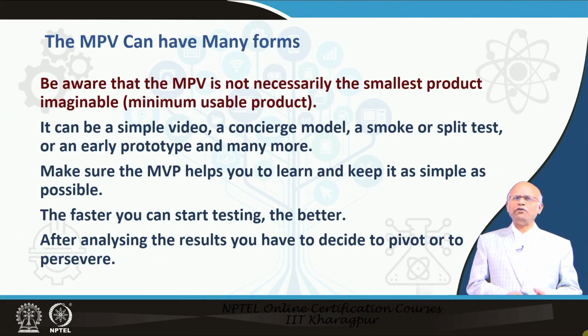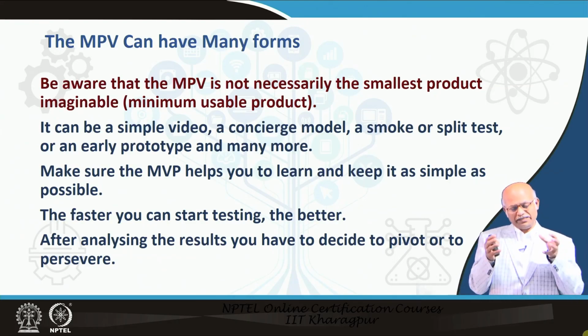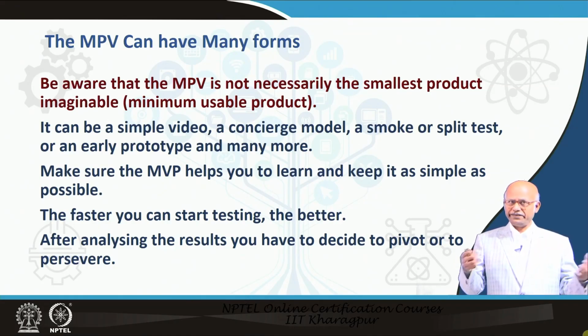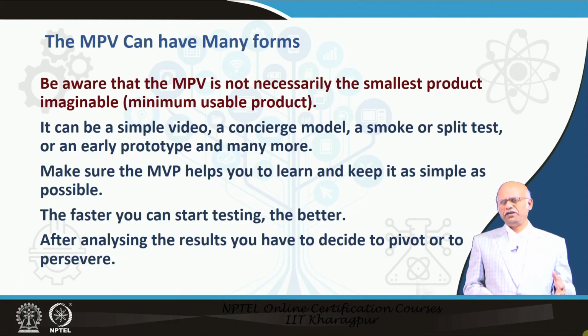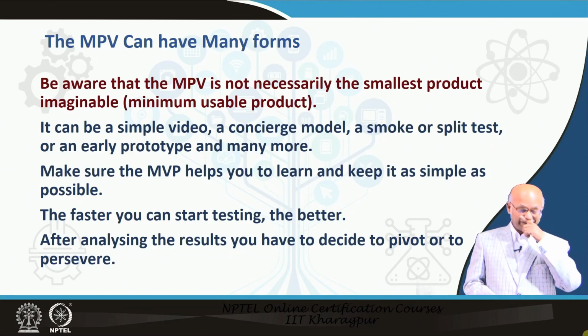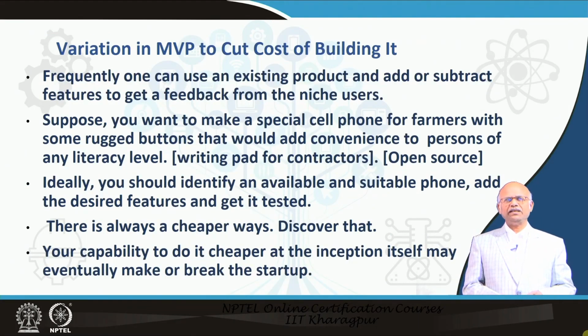MVP can be of many forms. It can be a simple video, a concierge model, a simple thing to do a smoke test or A/B test that we discussed. Make sure the MVP helps you to learn and keep it as simple as possible. The faster you can start testing, the better. After analyzing the result, you have to decide to pivot or to persevere, either pivot, meaning take a U-turn, or move forward and persevere. So, you can have various types, depending on how you choose your MVP. Your MVP will make or break your startup.